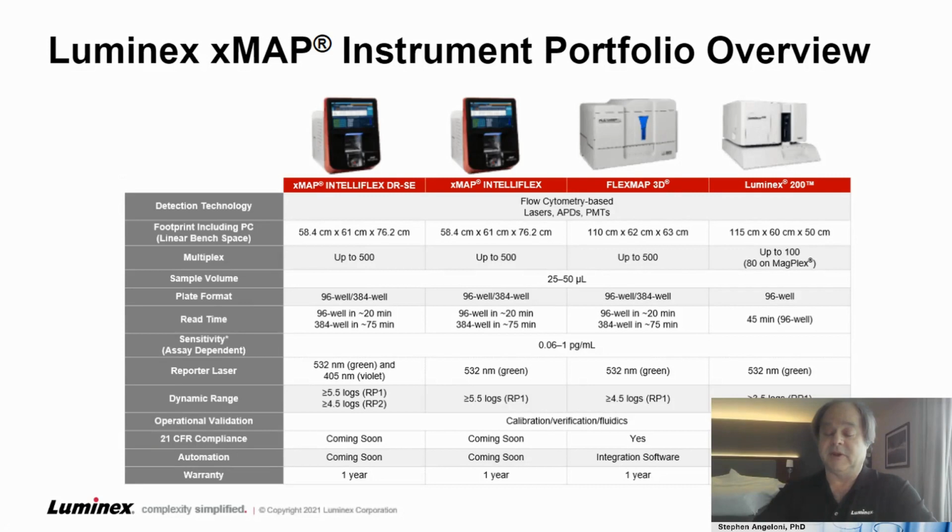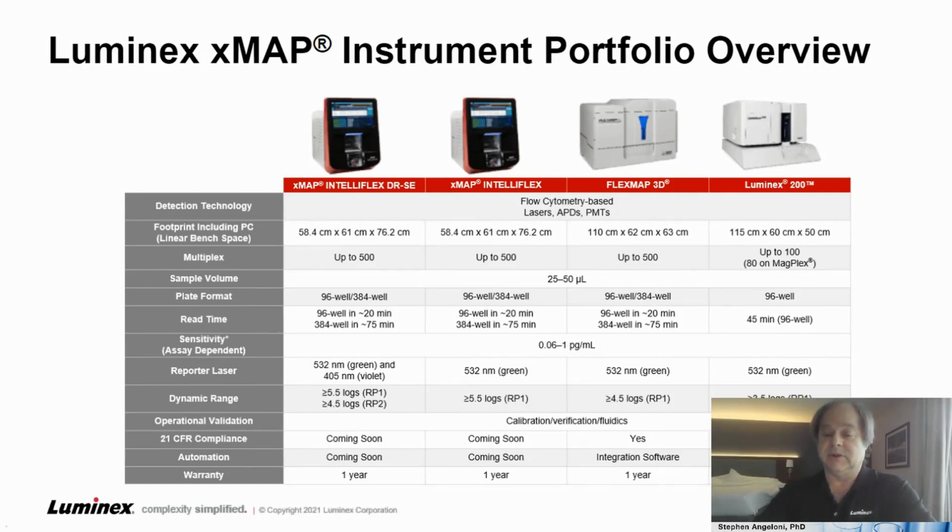The iFlex also comes with another enhanced feature with the dual reporter version, where you can also look at second reporters. So you can now look at a PE reporter and a purple laser blue emitting reporter. So now you can look at two analytes in the same reaction on each bead in one well.